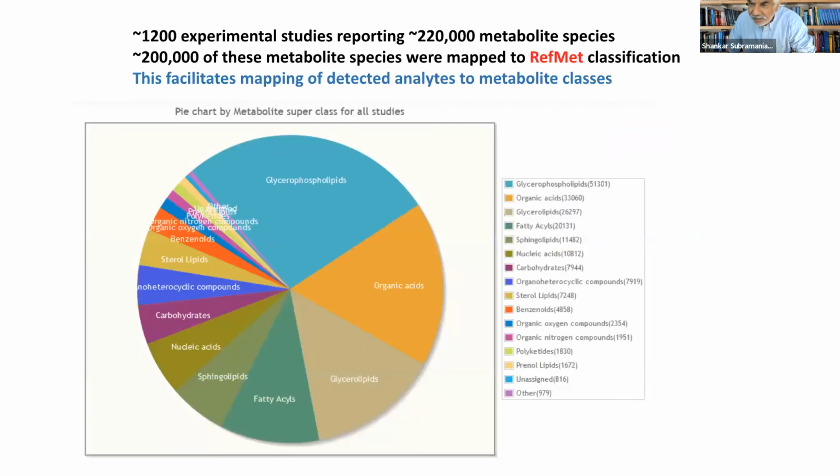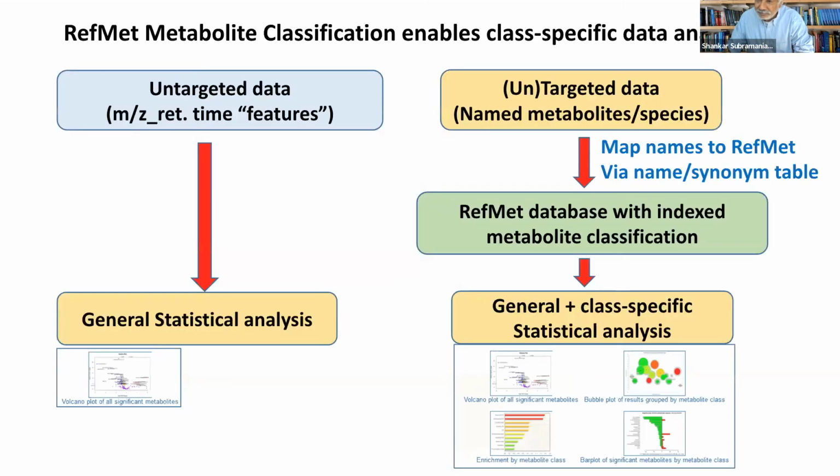So this is a parsing of all the studies. Right now we have over 2,000 studies. This is an old slide. We have 220,000 metabolite species across the studies, and we parse them into what type of metabolites they are: organic acids, glycerolipids, fatty acids, carbohydrates, sterol lipids, etc. And we provide this dynamic classification, and you can click on each of these and dive into more details in each study. Next slide, please.